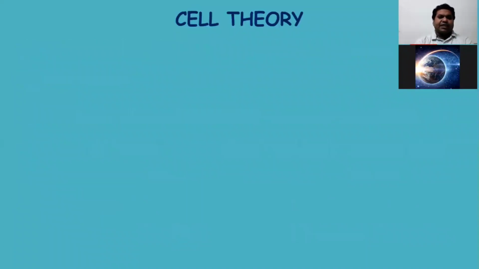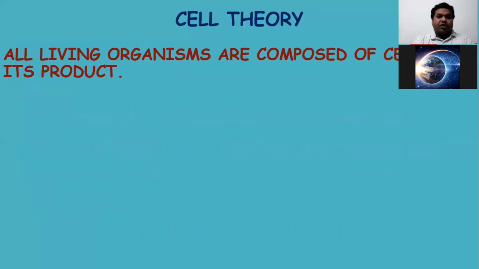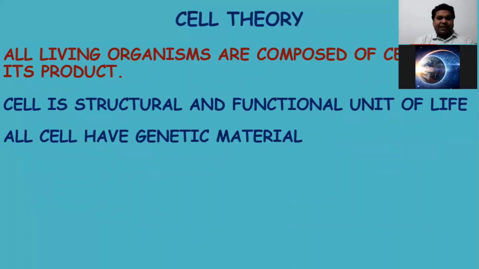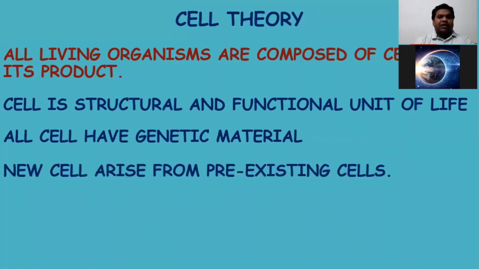Now, when I say cell theory, the first point says that all living organisms are composed of cells and its product. Cell is the structural and functional unit of life. All cells have genetic material, which is passed from one cell to the next at the time of cell division. New cells always arise from pre-existing cells.